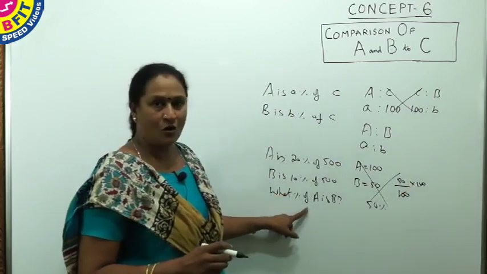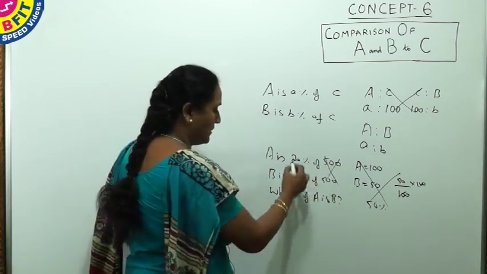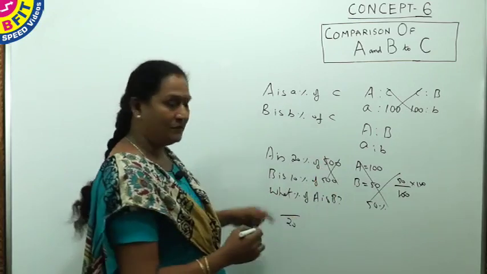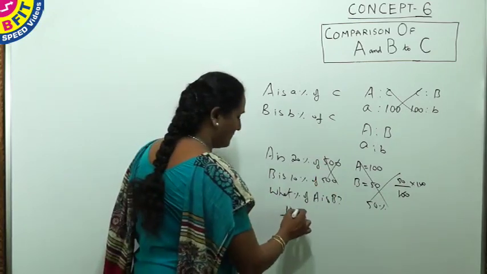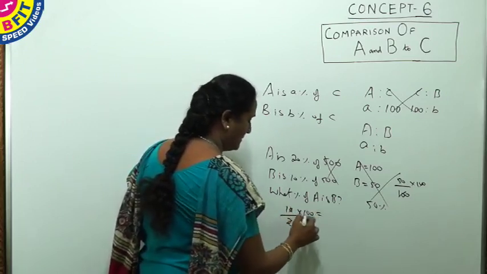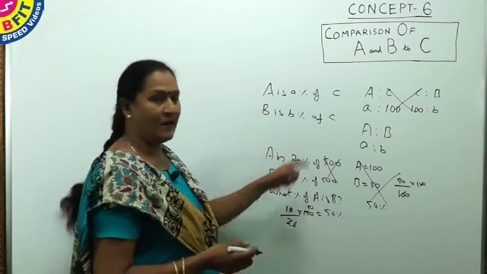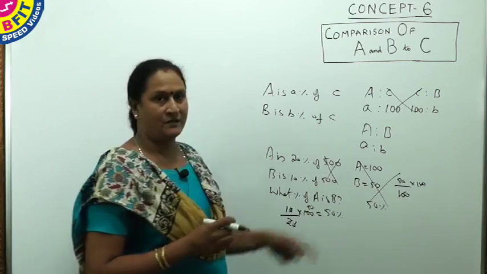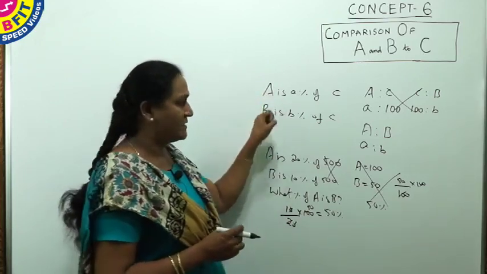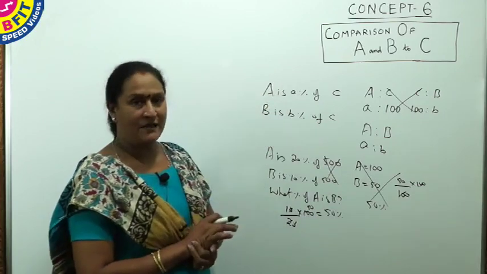So what percent of A is B? As the base is the same, no need to consider this. A's value will be in the denominator and B's value in the numerator, into 100. So the percentage is 50%. So whenever two values are compared to the same value, instead of considering that value, with the percentages itself we can work out, with the percentages of A and B itself.